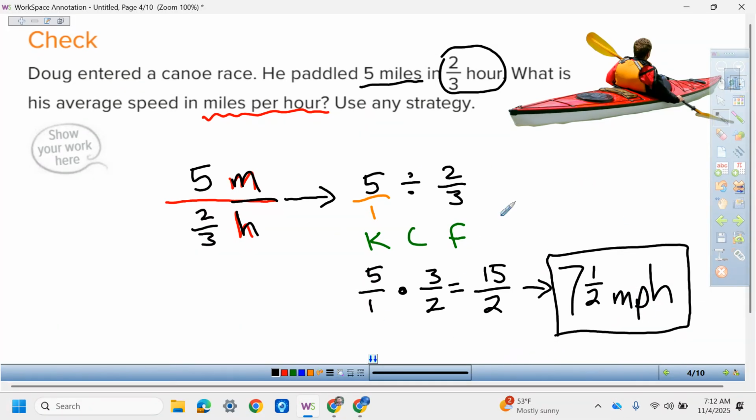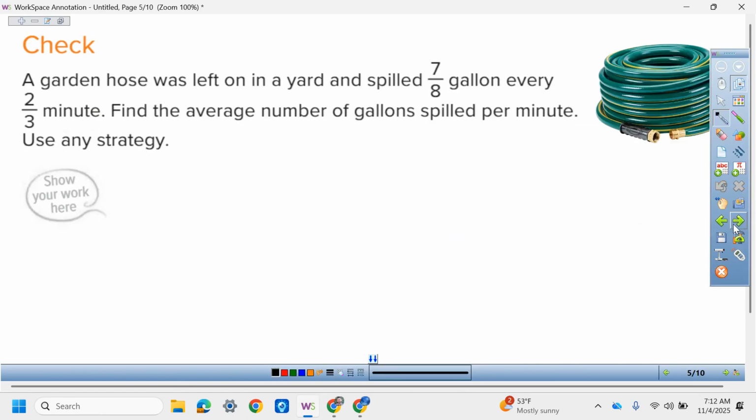So just to make sure we're confident with this, let's go through one more example. Try to stay a step ahead of me if you can. So 3 read. Looks like we got a garden hose here that is spilled. Okay, so we got a leaky garden hose. So what's important? It spilled 7/8 gallons every 2/3 minutes. And just like last time, what is the question? Find the average number of gallons spilled per minute.